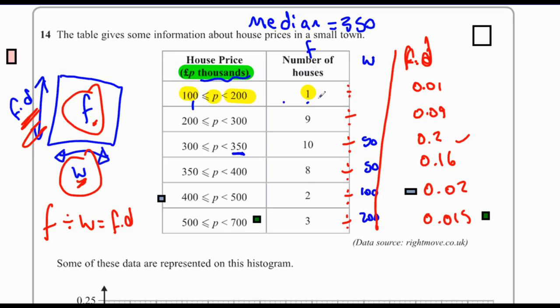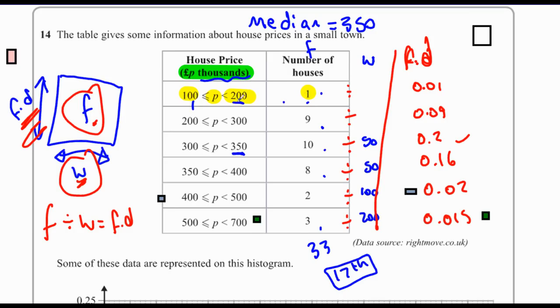Now, how many numbers are there? 1 plus 9, 10, 20, 28, 30, 33. The middle of 33 numbers is going to be the 17th number. Or you could say 16.5, but we're going to go 17. If you imagine you cross them all out, that's what you get to.